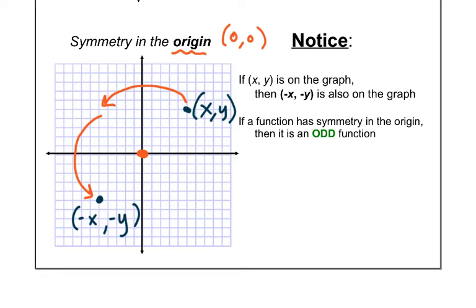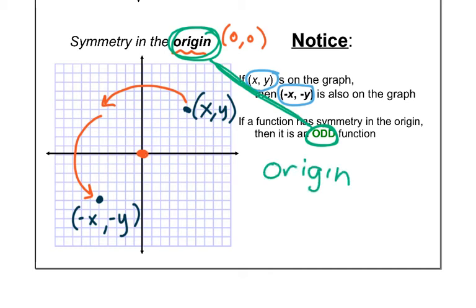But just know that if I have symmetry in the origin, then (x, y) would be flipped to (negative x, negative y). All right, let's give it a name. If you have symmetry in the origin, friends, then you are what's called an odd function. Symmetry in the origin is an odd function. That's easy to remember because they both start with O. So origin and odd. If it's symmetry in the y-axis, it's just called even.